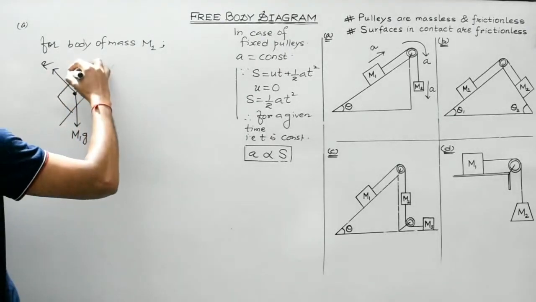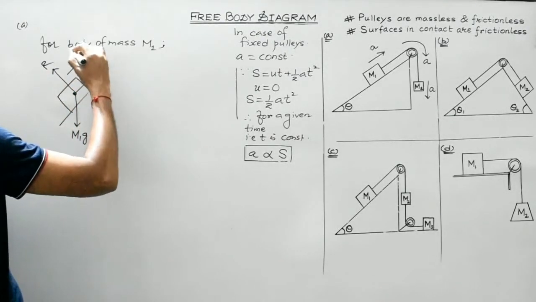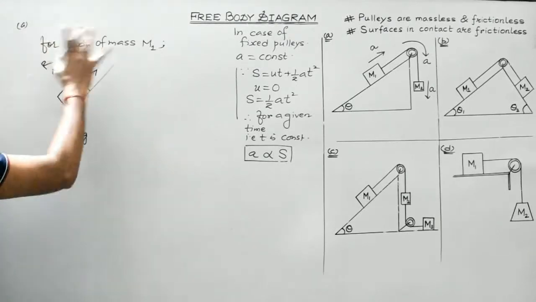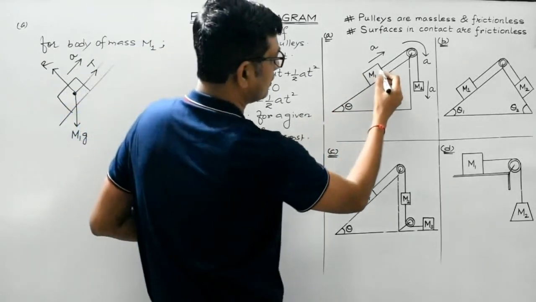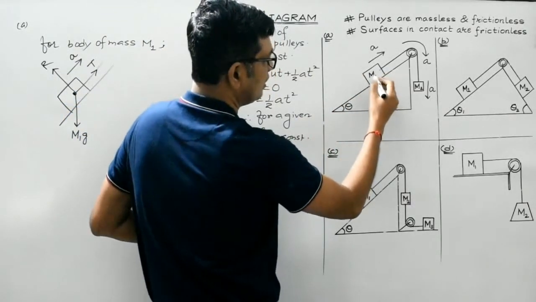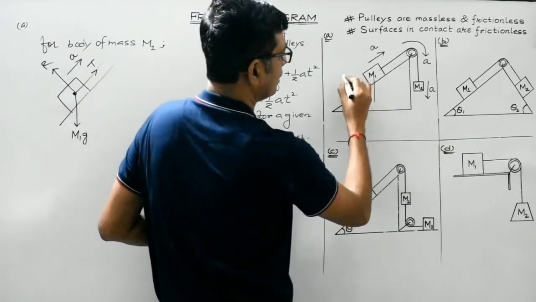And the acceleration is along this direction. Acceleration of the body is along this direction. So we need to construct the equation using this free body diagram. And moreover, students, suppose if we extend it, and this is a vertical line, and this is a horizontal line.